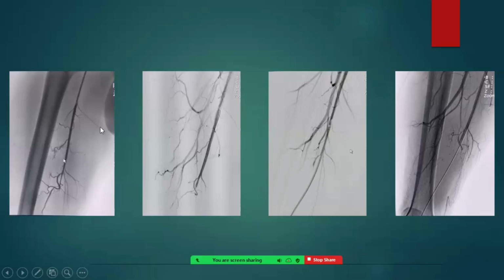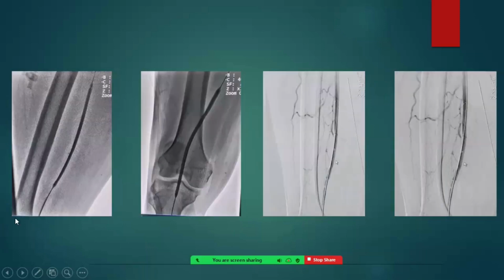In this case, we are not able to cross via the antegrade approach. Then we took a retrograde puncture in the posterior tibial artery. From the posterior tibial artery, we are able to negotiate into the distal and proximal SFA. Then we did the ballooning from the retrograde approach.